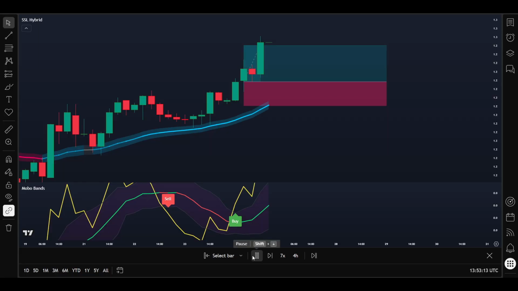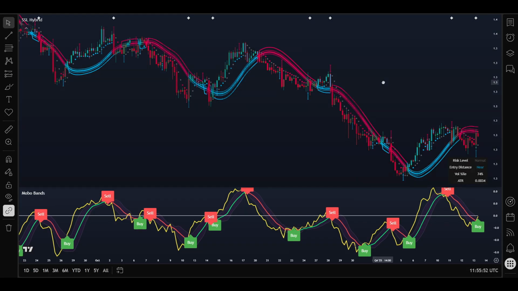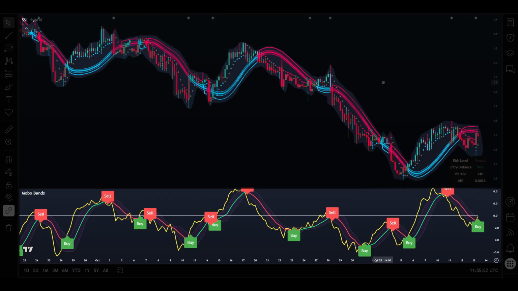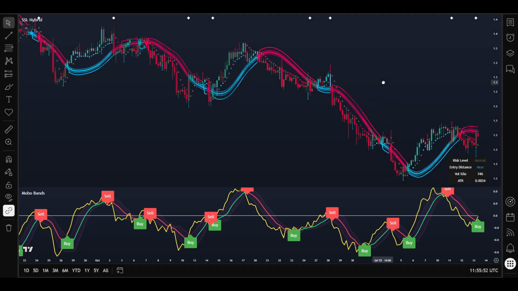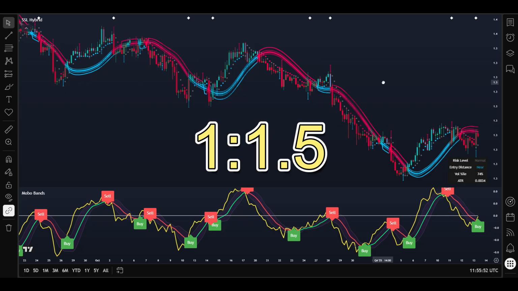Give me a few minutes and I'll walk you through a clean, rules-based momentum pullback and breakout setup you can actually trade. We'll use MOBO Bands for the entry switch, SSL Hybrid's baseline for trend, and a simple execution plan so you're never guessing. I'm demonstrating on a GBPUSD chart, but these rules work on any liquid market and time frame. Risk to reward is fixed at 1 to 1.5, so results are easy to compare.